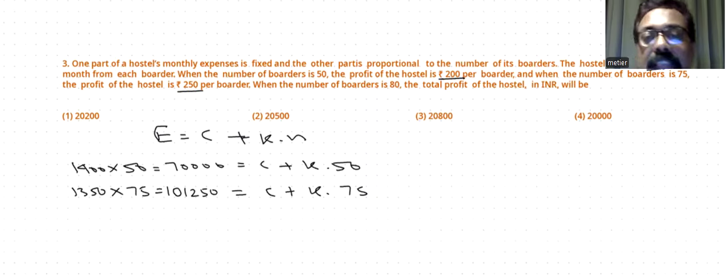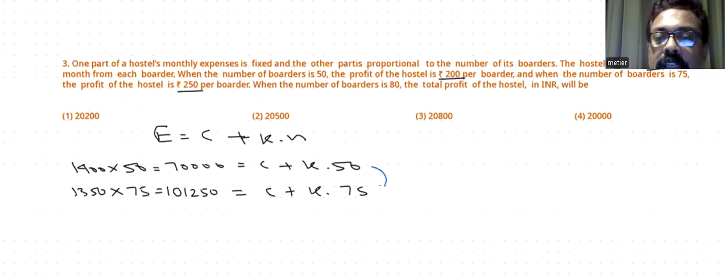Now, the common notion is to solve two equations to find the two constants C and K. But my suggestion is a technique I have given you, the effect technique. Check, we had 50 boarders, now we have 75 boarders. So there is a change of 25 boarders, and the effect is coming here. Our expenses increase by 31,250. So due to an increase of boarders by 25, there is an increase in expenses by 31,250.